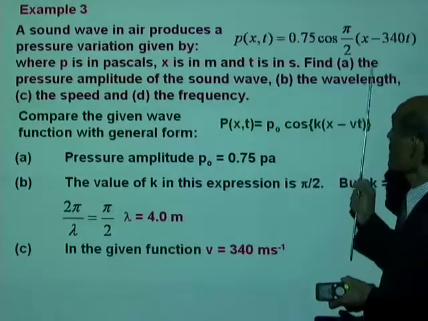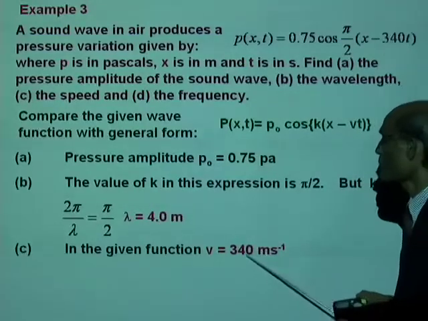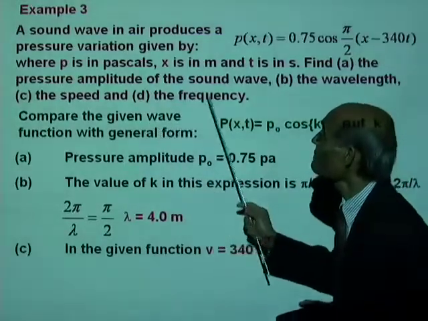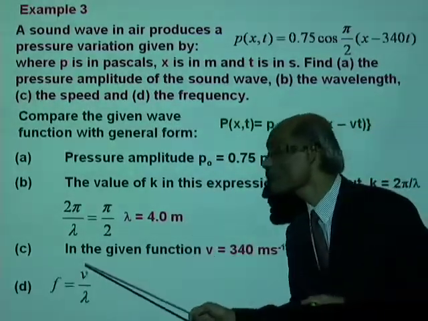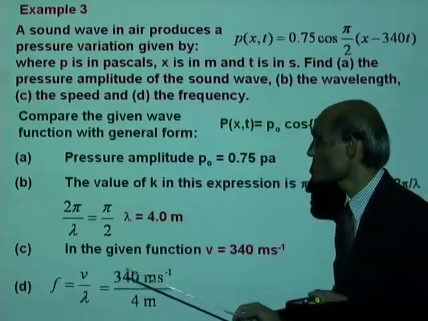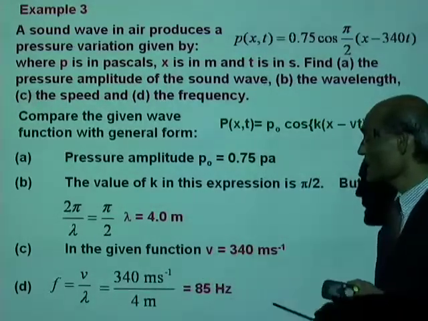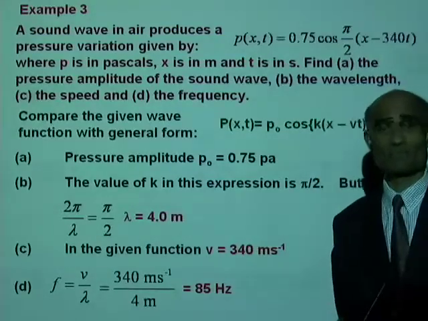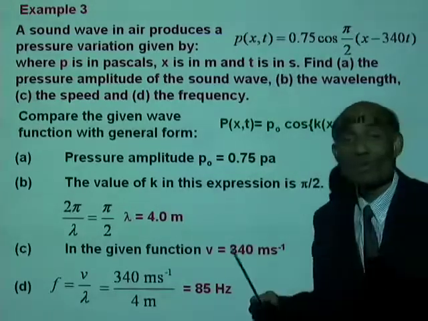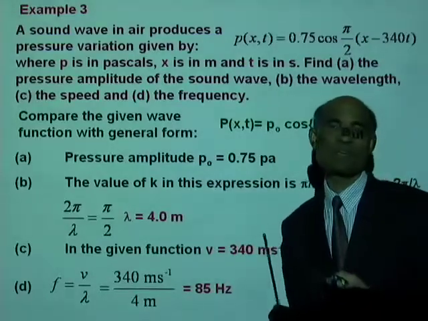Alright? What is the speed of the wave? The speed of the wave is 340 meters per second. And finally the frequency. Frequency f equal to v over lambda. We know v is 340 meters per second, lambda is 4 meters. Therefore, the frequency is 85 Hertz. Alright, so that means once you know the harmonic wave equation, you have practically all the information about that wave in that equation.